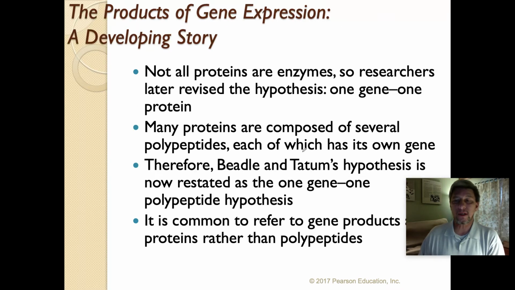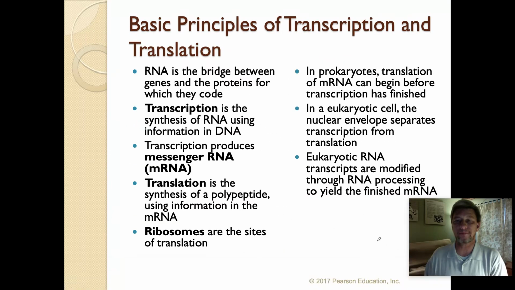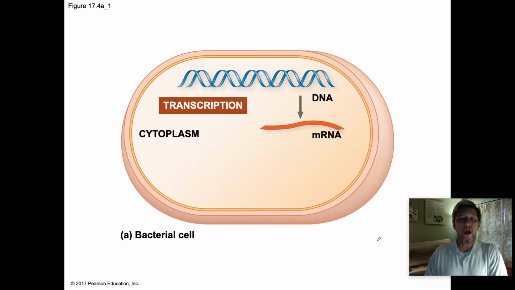Now, this process varies in prokaryotes versus eukaryotes. In a bacterium, the process of translation can actually begin even before transcription has finished. But in a eukaryotic cell, because there's a nuclear membrane that separates the DNA from the ribosomes, the process occurs in two distinct phases. Before the RNA can actually get through and go to the ribosomes, it does have to be processed, and we'll talk about that as well. So the next couple of slides just illustrate what goes on with this.